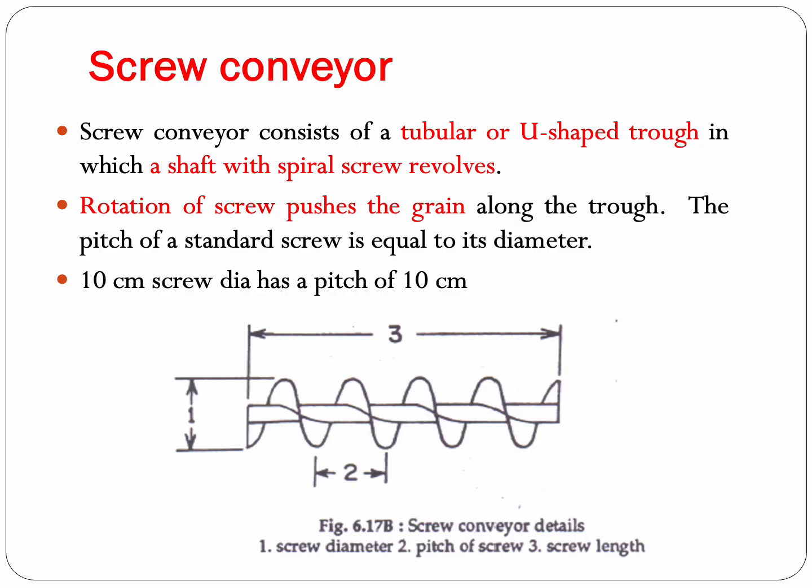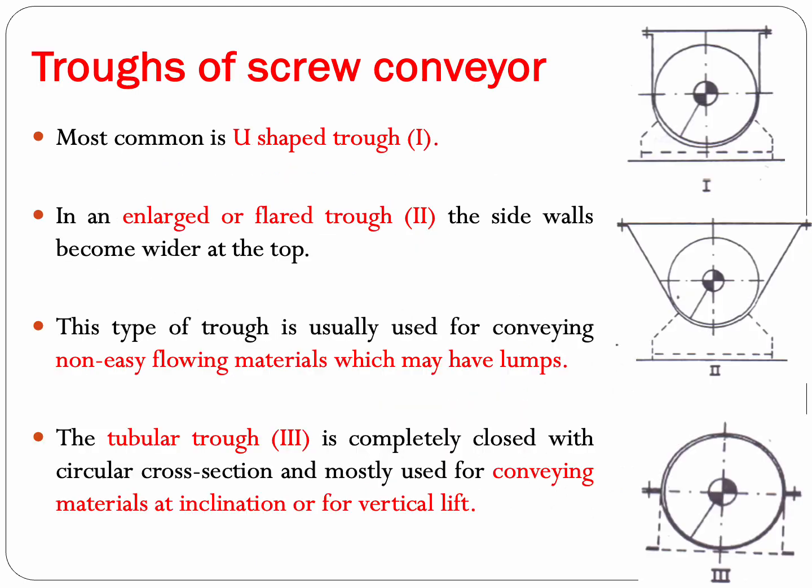Next is the screw conveyor. A screw conveyor consists of a tubular or U-shaped trough in which a shaft with a spiral screw revolves. The rotation of the screw pushes the grain along the trough, and the pitch of the standard screw is equal to the diameter of the shaft. A 10 cm diameter screw has a pitch of 10 cm. The troughs of the screw conveyor come in common shapes. The first is the U-shaped trough. The second is the enlarged or flared trough, wider at the top, used for non-easy flowing materials which have lumps. The third is the tubular trough, completely closed, used for conveying materials in vertical conditions.